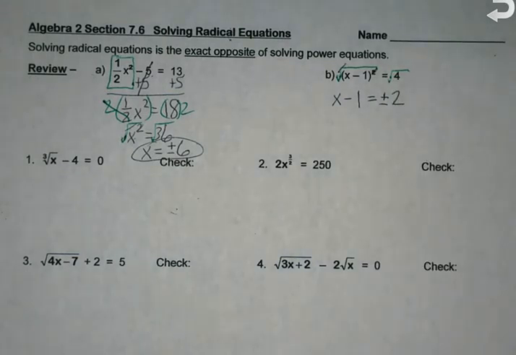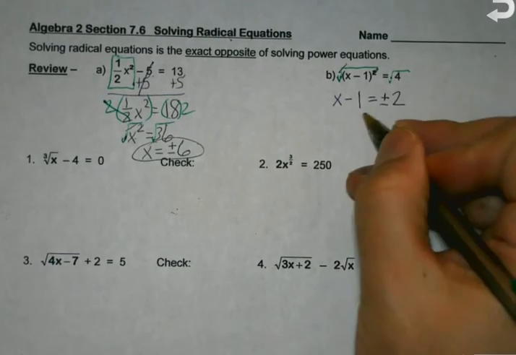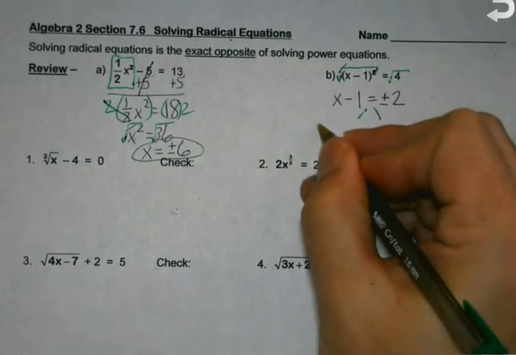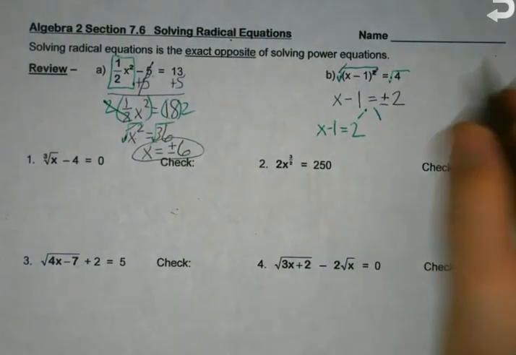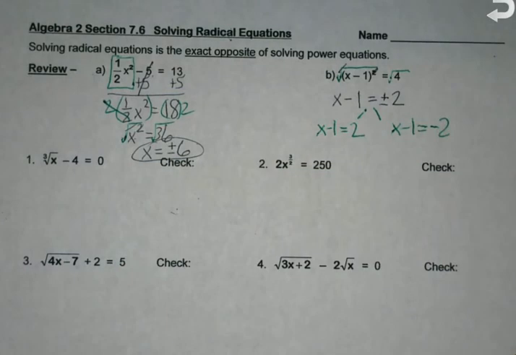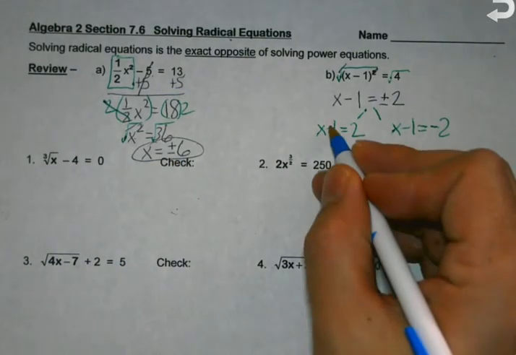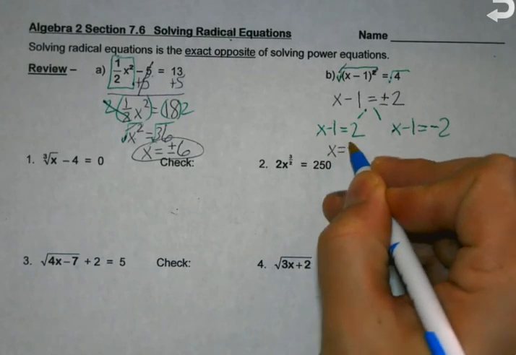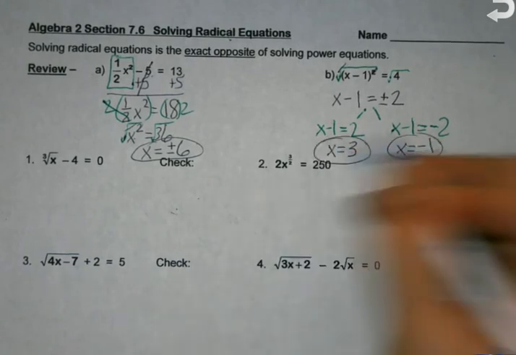Now, here's the part that people normally just want to write, oh, it's like plus or minus 3, or plus or minus 1. Not necessarily. This is why I always kind of suggest people break this up. I know that x minus 1 is going to equal 2, but I also know that x minus 1 is going to equal negative 2. And I'm going to solve them separately, just because I don't want to put plus or minus and get one of them wrong. Add 1 over. Add 1 over.